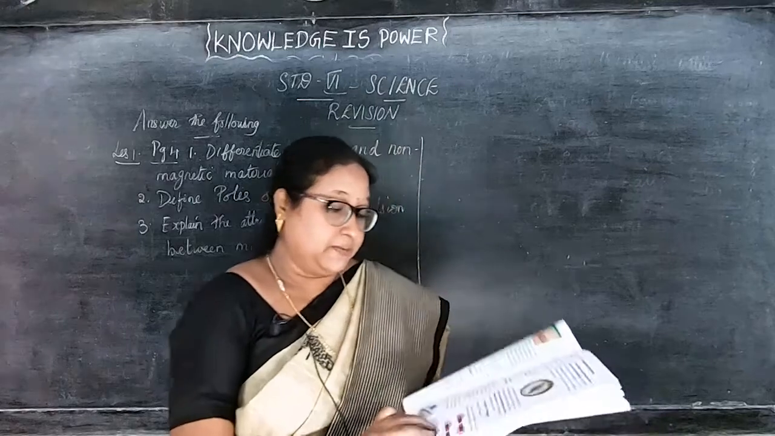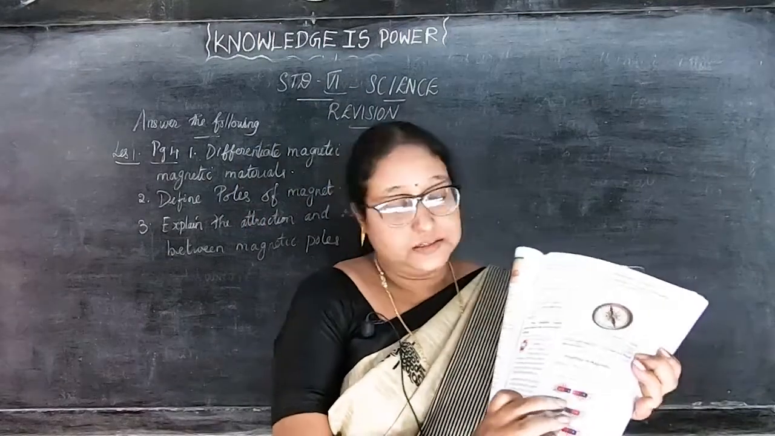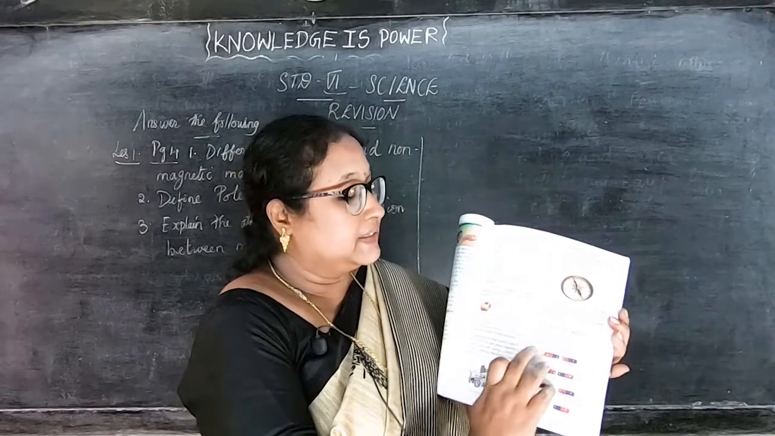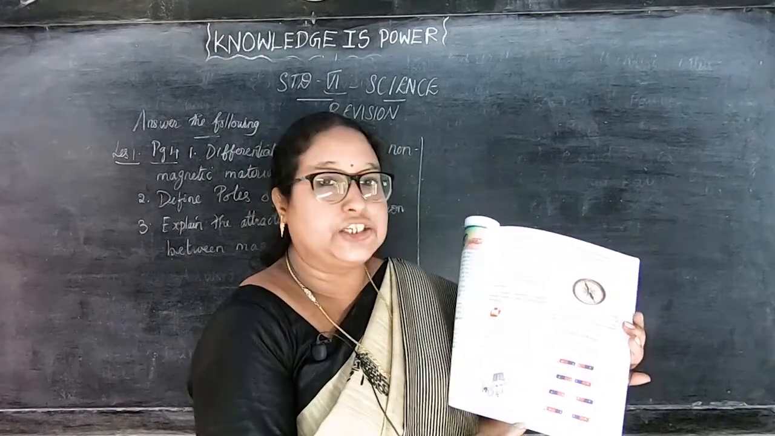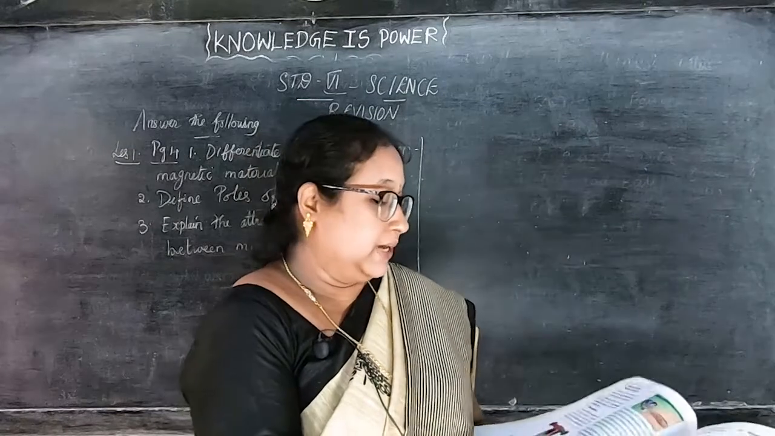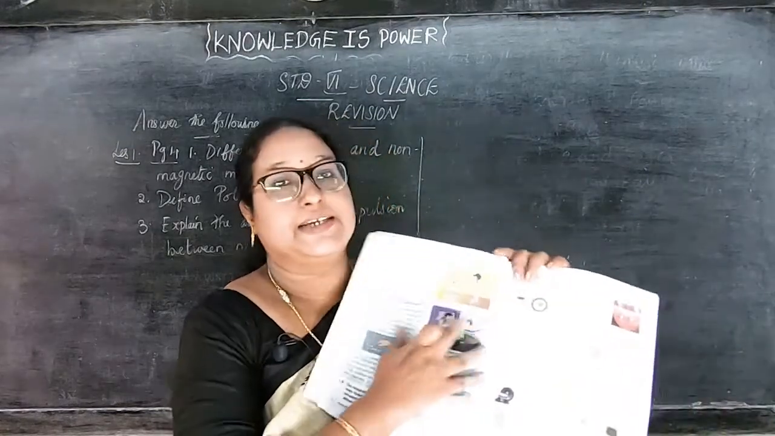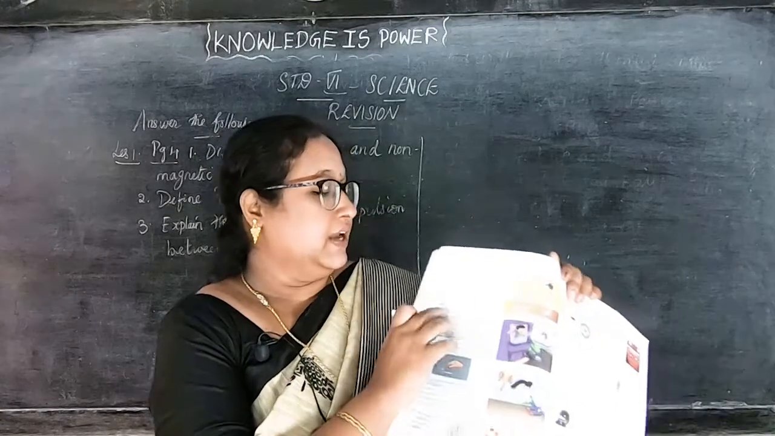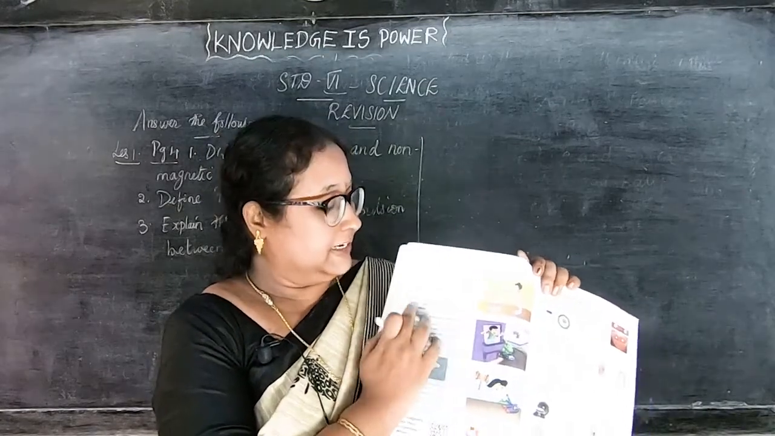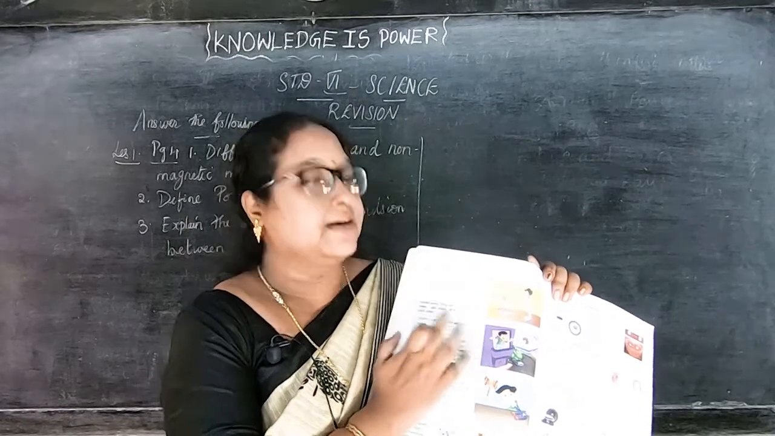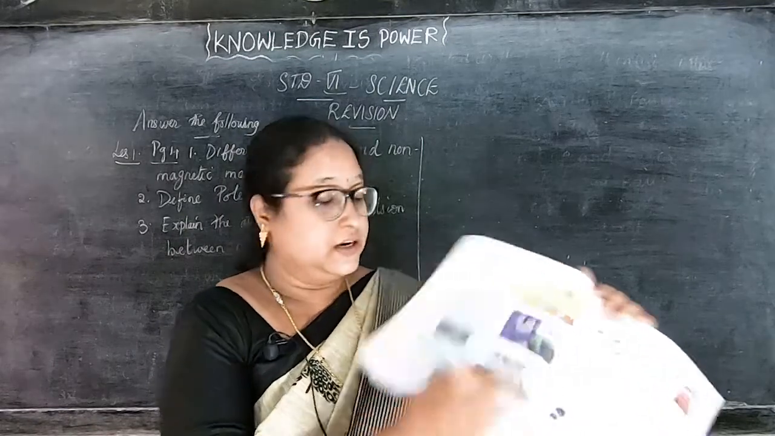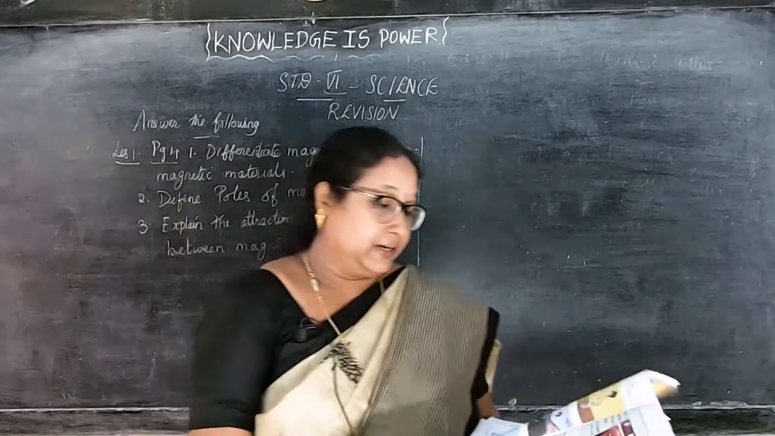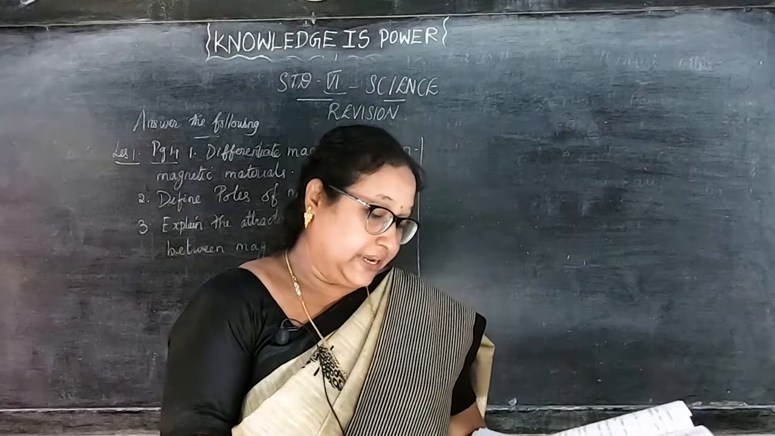See page number 5, right side down here: take 2 similar magnets, place them in 4 different ways. Now take page number 6. See on the left side, up here, it's written in bold letters: unlike poles attract each other, like poles repel each other. This is the third answer, right? So that I have given, that is, explain the attraction and repulsion between magnetic poles. These 3 questions.